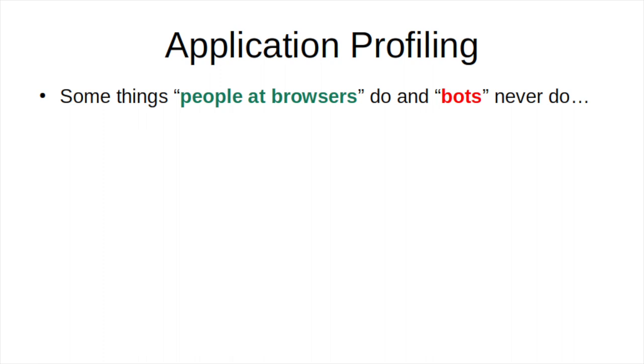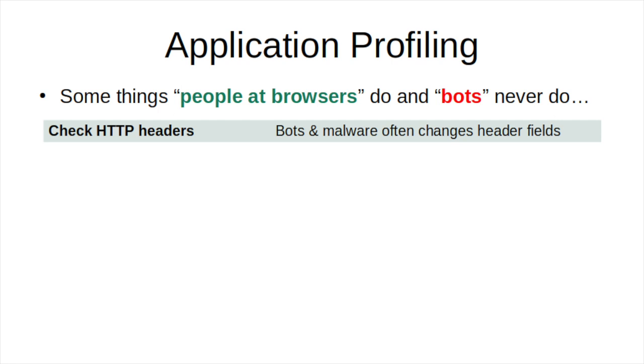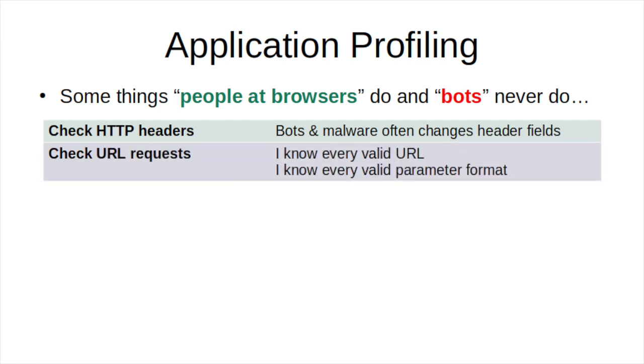How about application profiling? There are some things that people at browsers do that bots rarely ever do. And there are some things that bots do that people never do. For example, we can look at the HTTP headers. Bots and attack scripts often include header fields that don't look like regular users. We can check the URL requests. We know every valid URL on our server, and we can check for valid URL parameters. Regular users access known content with known parameters. Attackers often try to access things that are not on our server.